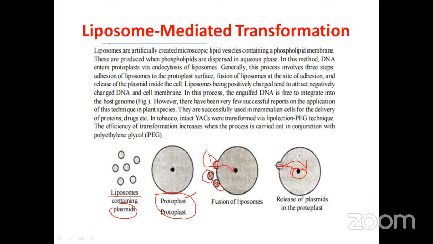However, there have been very few successful reports on the application of these techniques in plant science, like the gene gun method and the microinjection method. This also has a low success rate. So this is liposome mediated transformation. Next one, chemical method.